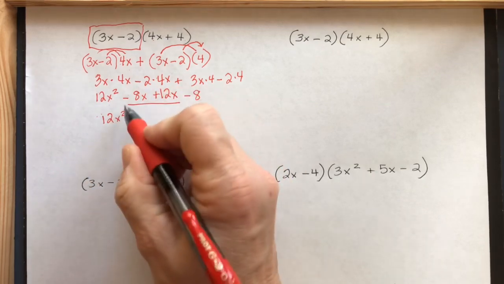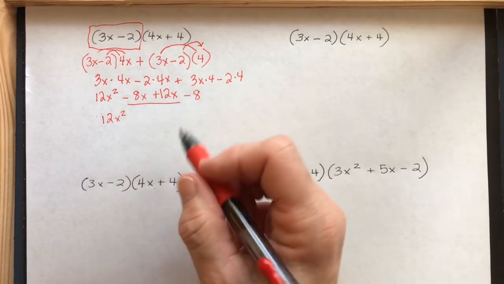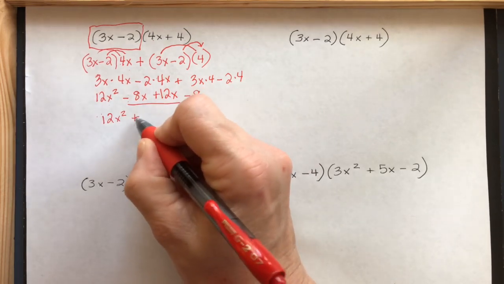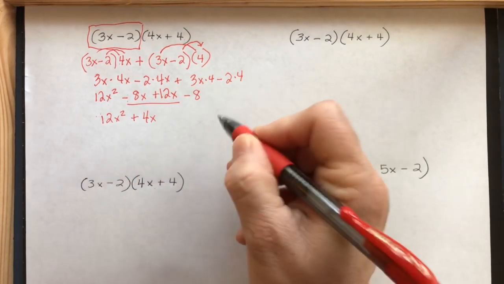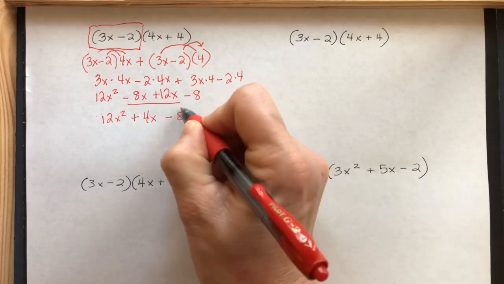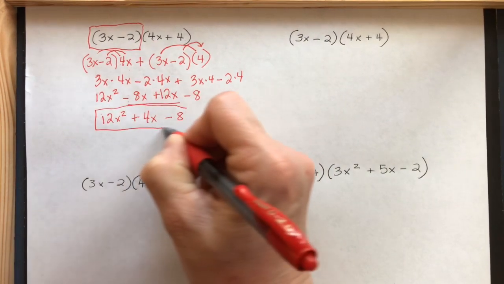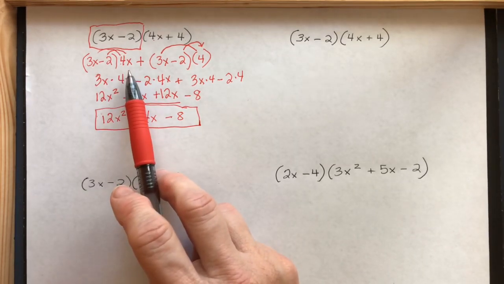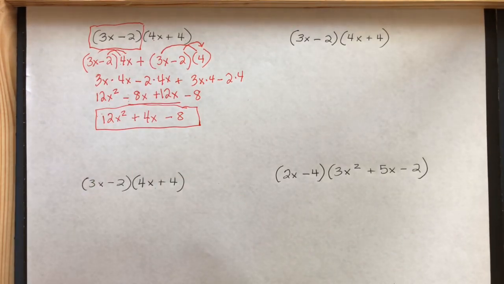Now we'll combine our like terms. 12x squared, minus 8x plus 12x, that's a negative 8 and a 12, that's going to be plus a positive 4x, minus 8. That's my answer. Now, this is what we mean when we say use the distributive property to multiply these two binomials.